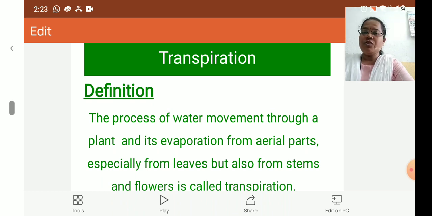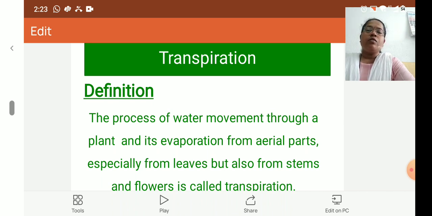So transpiration is a process in which excess water which is present within the plant body gets evaporated outside through the aerial part of the plant body.